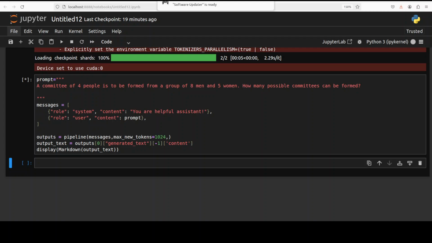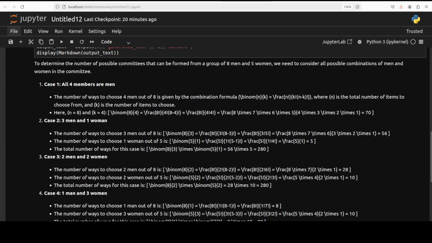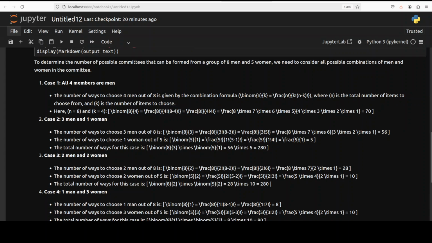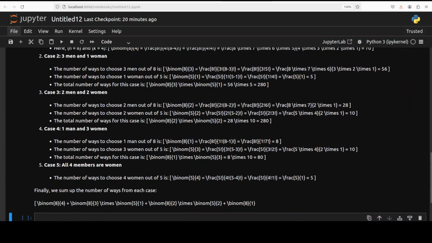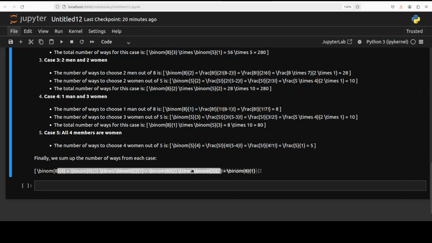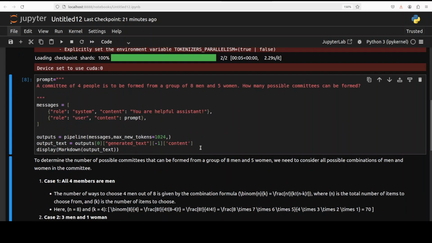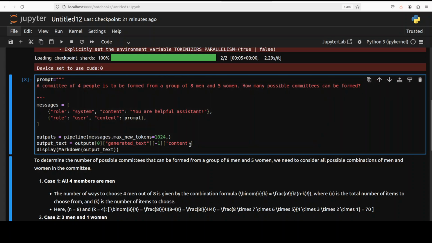And the whole model is loaded onto the GPU. And there you go, it has come back with the response. It is going through cases, which is quite good. And then it says, okay, it hasn't given me the proper answer here. I don't think so. It is just going through a lot of cases and all the binomials. So maybe I'll just increase the number of tokens to see if it is able to produce that.